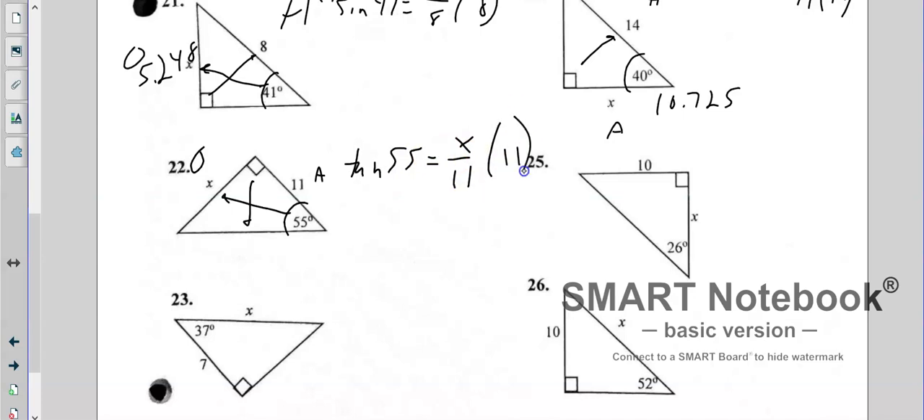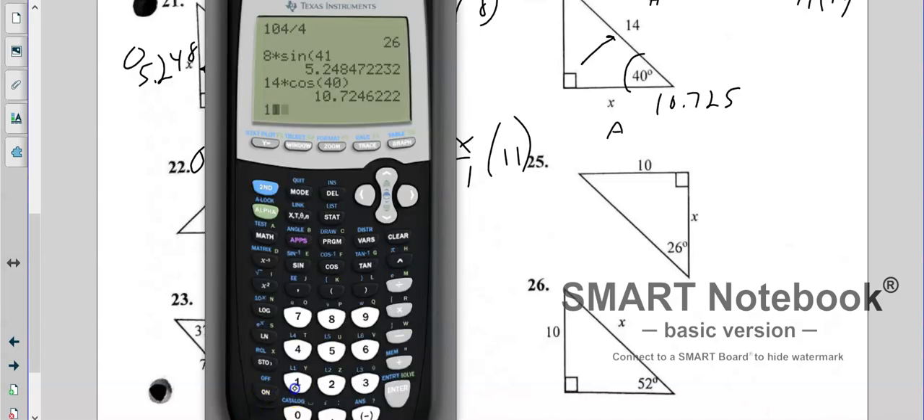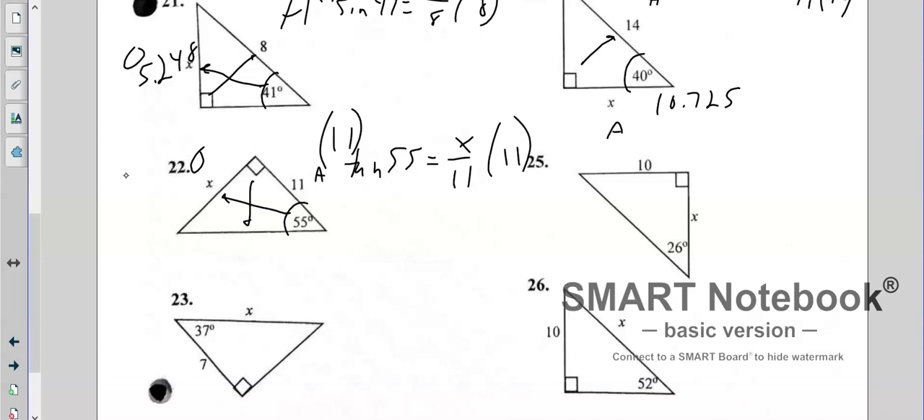Again, this is the easier one. You just multiply by 11. So 11 times tangent of 55. 15.7096. The 6 makes this round up to 10, so it's going to be 710. 15.710. And yes, we put the 0 there because it says 3 decimal places.